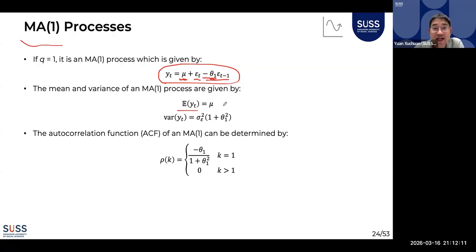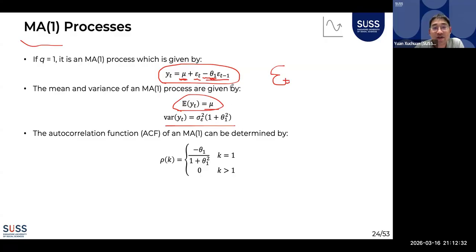So for the mean, you take expectation of both sides because we assume this epsilon_t is white noise, right? White noise, so mean zero, constant variance, and so you take expectation, and the mean is mu.